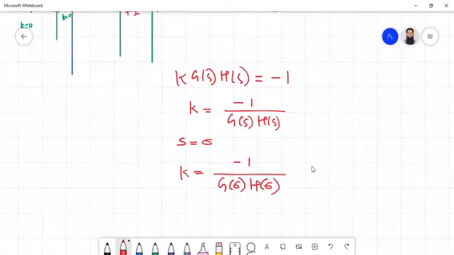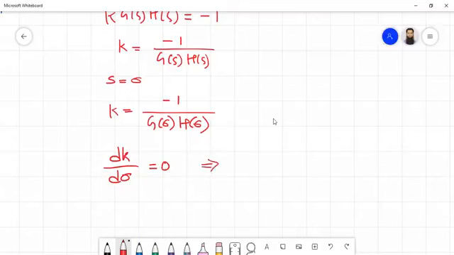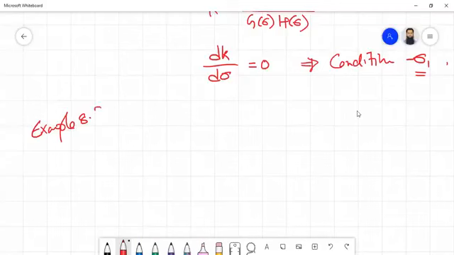After finding the equation, the next step is we have to figure out dk by d sigma, and we set it to 0. That will give us the conditions, or basically the locations, sigma 1 and sigma 2. In this particular case, actually one positive, one negative. Okay, so let us start with this example that you are seeing here. So this is your example 8.3.